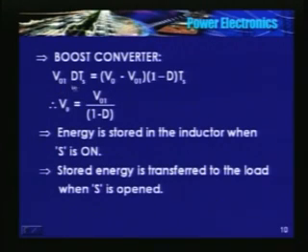Magnitude is VO1, DTs is the duration for which the switch is closed. VO minus VO1 is the voltage across the inductor when the switch is opened, and the switch is opened for 1 minus D into Ts duration. So if I equate, the average voltage across the inductor at steady state should be 0, you will find that VO is equal to VO1 over 1 minus D.